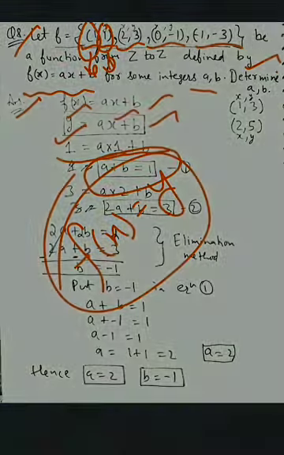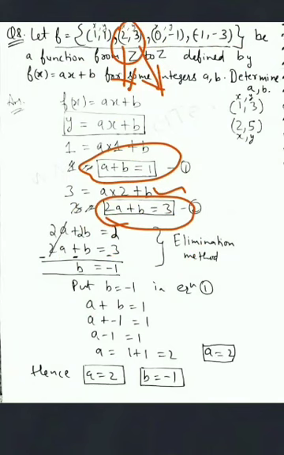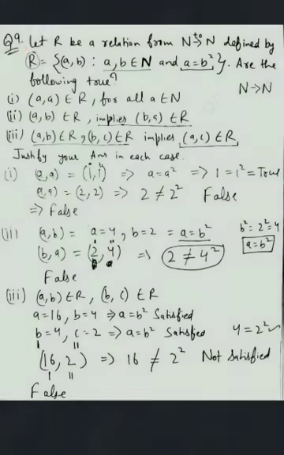And when you put the second pair, that is x equal to 2 and y equal to 3, you will get this one. When you solve equations 1 and 2, you will get the value a equal to 2 and b equal to minus 1. Okay, you can take any pair from here. Okay, the next one is, see your question number 9.